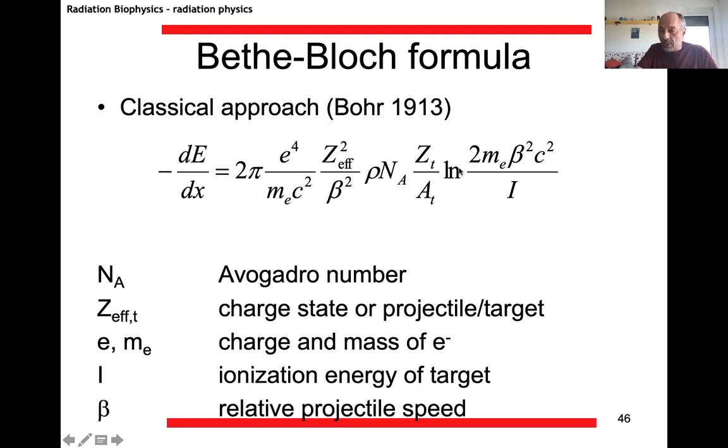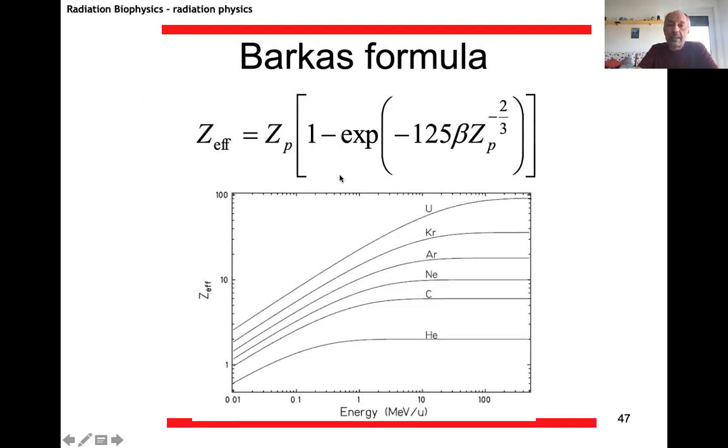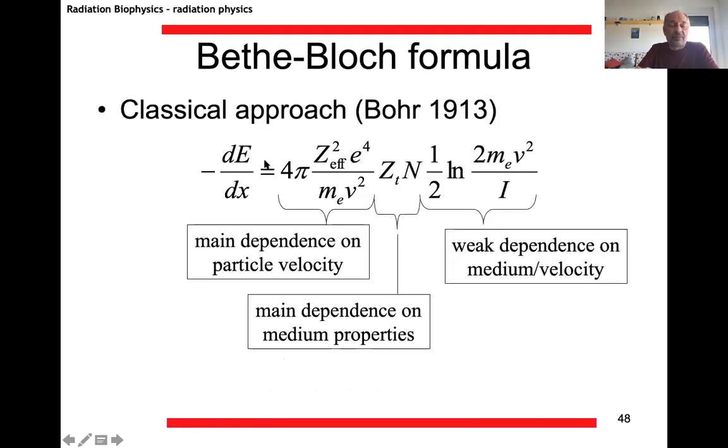And this logarithmic term takes into account the relativistic effect. The I is important though, it is the ionization potential. So it's essentially what is the ionization potential for the target. So it's a property of the target. Now, what is the effective charge? Well, the effective charge.